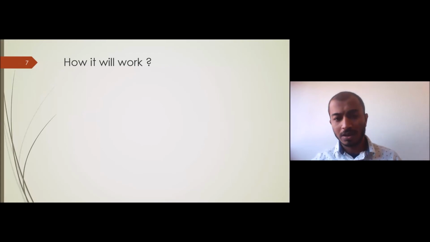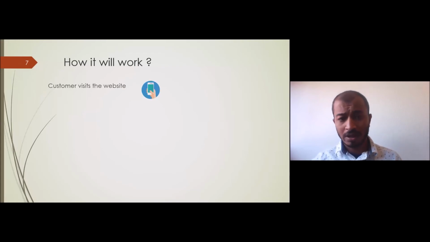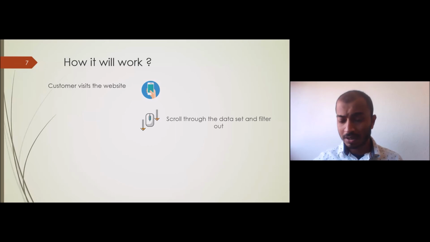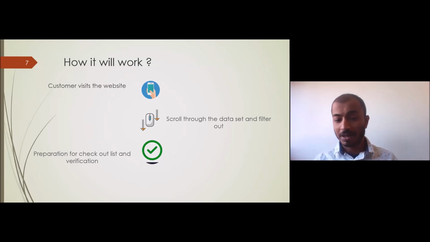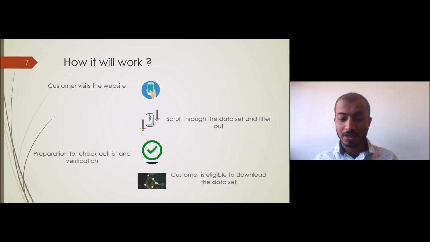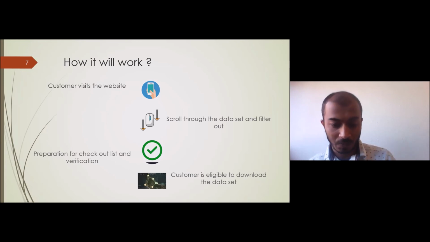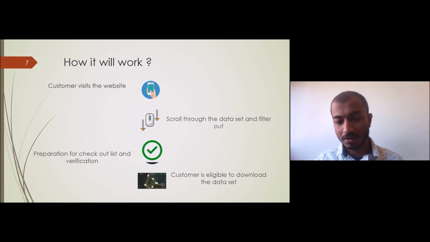So how will it work? It's a very simple flow for the customers. The customer comes to this website, scrolls through the data and filters out exactly what he needs, and he prepares his checklist: these are the different data sets I want to access and get more services. He will verify it, talk with us, and then he is eligible to download the data, by paying and after processing the data.